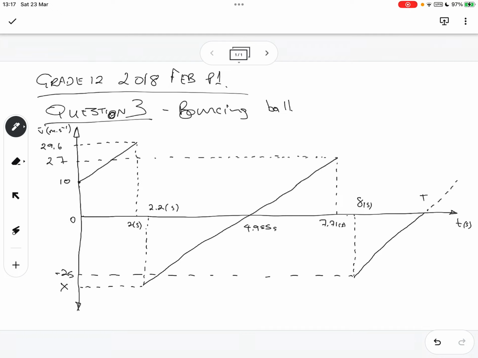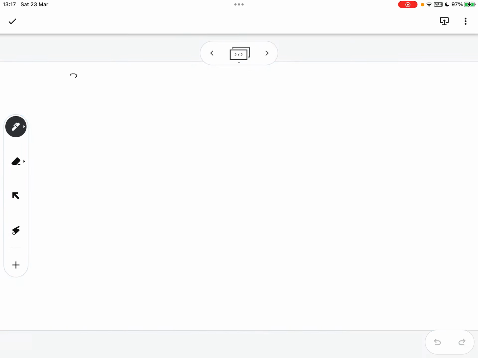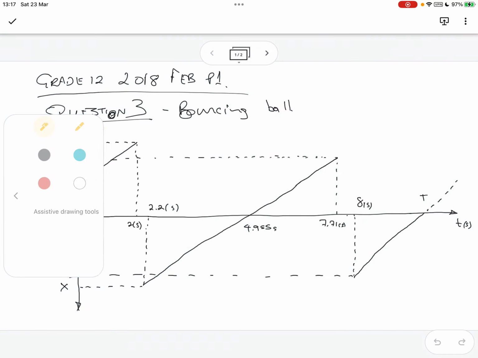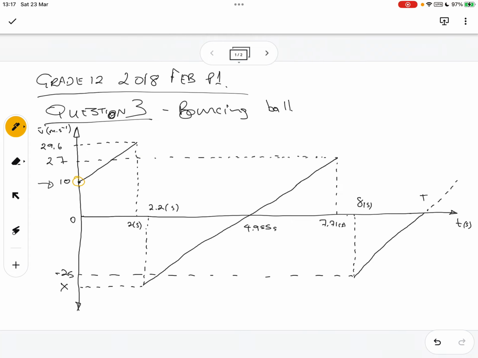So, check this. The ball is thrown vertically downward. Since we know it's not dropped, where the initial velocity would be 0, the initial velocity would be the magnitude of the velocity with which it's thrown downwards. To answer 3.1, that initial velocity is 10 meters per second. And how do we know that? We read it off the graph as this point here. So that's Vi.